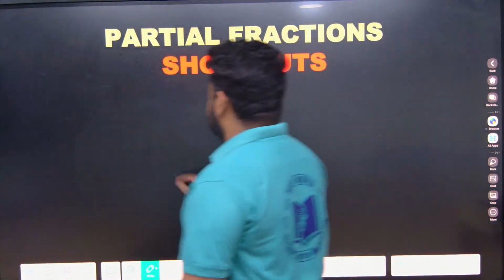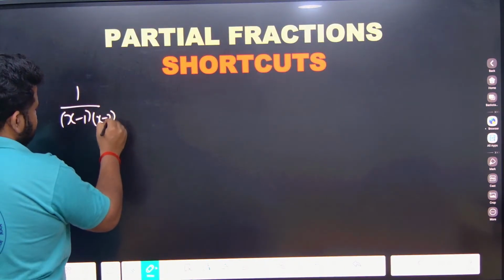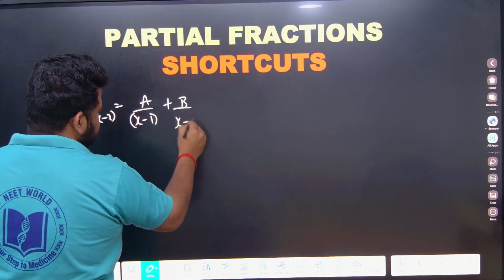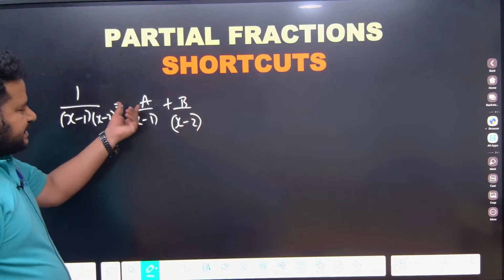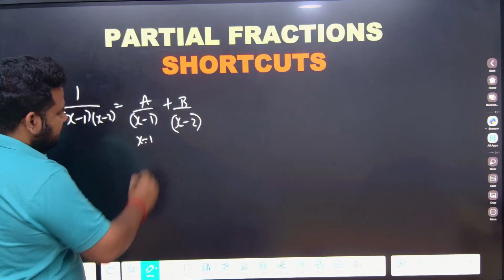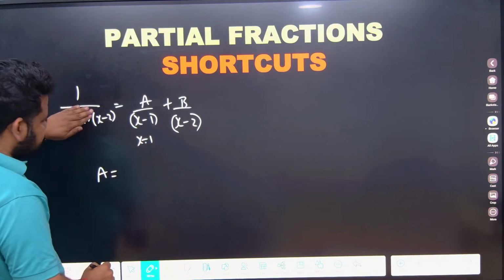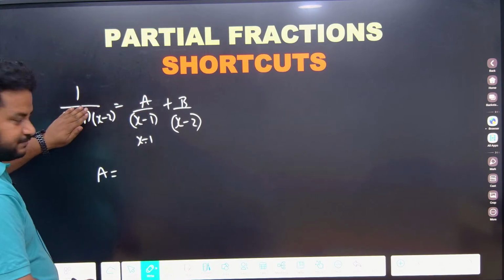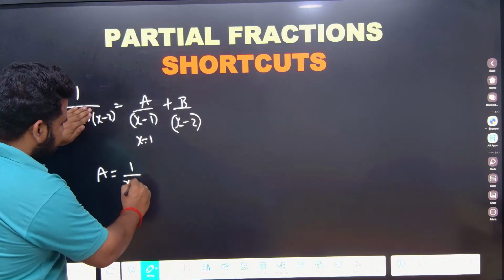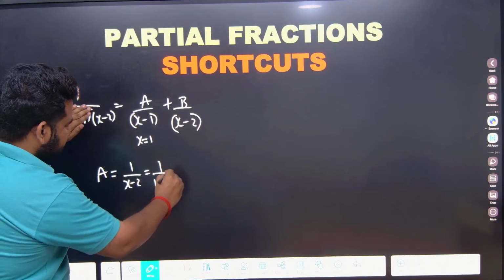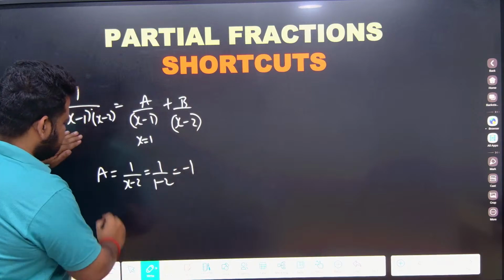So see here, shortcut. What is the question we took? 1 by x minus 1 into x minus 2. So we will write a by x minus 1 plus b by x minus 2. First, under a, x minus 1 is there. If I equate x minus 1 to 0, the x value will become equal to 1. So close this x minus 1; what is left is 1 by x minus 2. For this x, I should put x is equal to 1. So this will become 1 by 1 minus 2, that will be equal to minus 1. So I will get a is equal to minus 1.